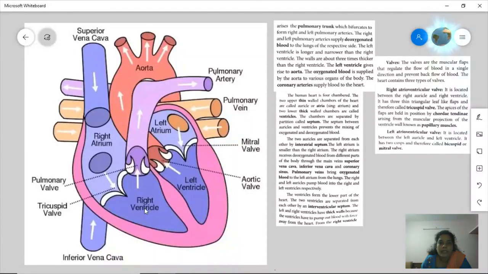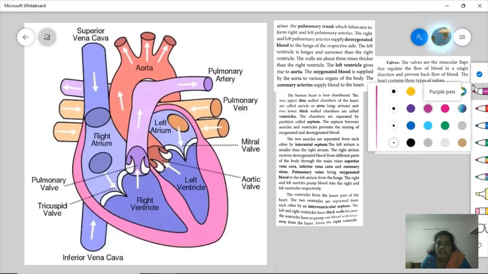The next topic is the human heart. Now we can see the complete structure and functions of the human heart. The heart is a muscular pumping organ that pumps blood through the blood vessels, which everyone knows. It is located in the thoracic cavity between the two lungs. The heart is made up of a special type of muscles known as cardiac muscles.